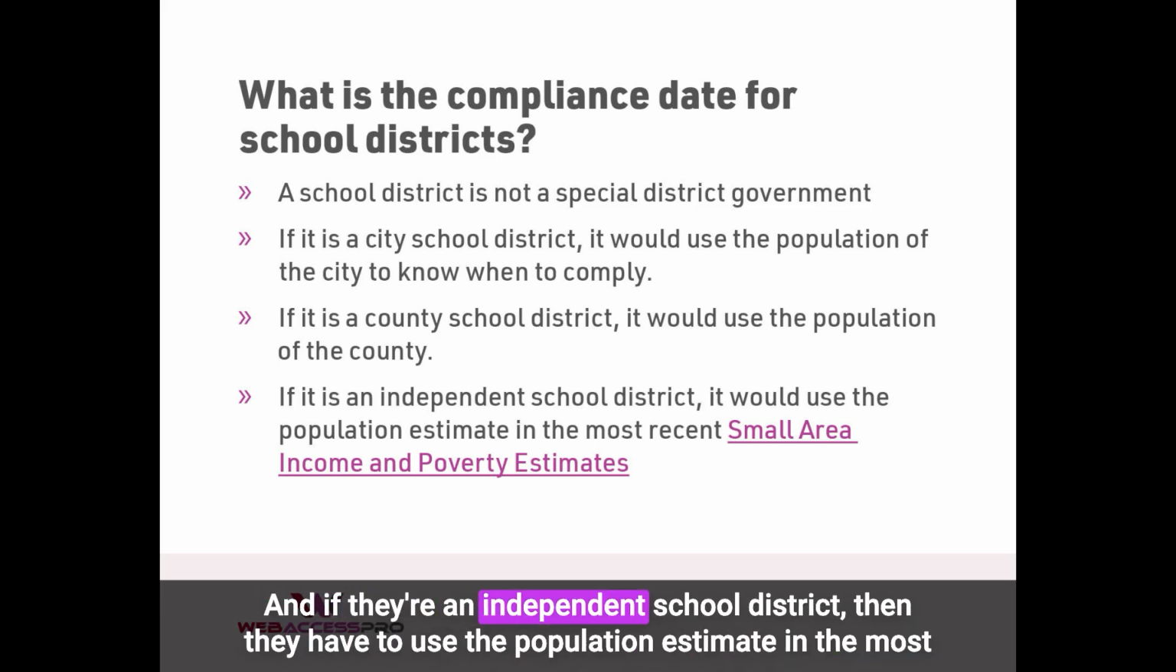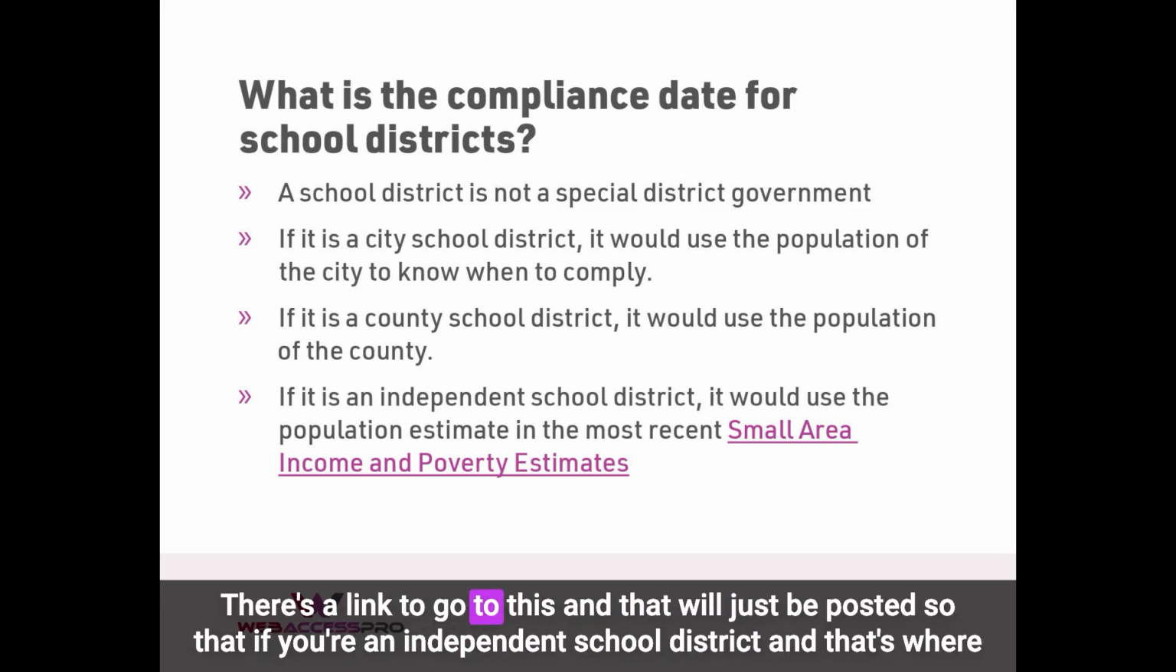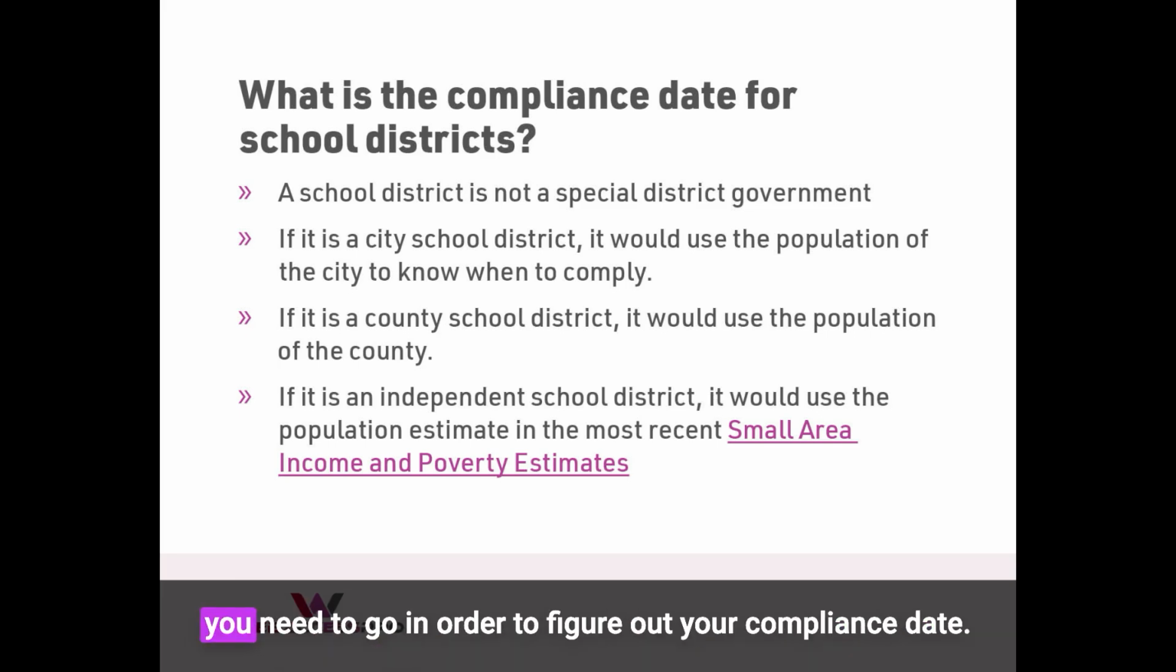And if they're an independent school district, then they have to use the population estimate in the most recent Small Area Income and Poverty Estimates. There's a link to go to this, and that will be posted. If you're an independent school district, in order to figure out your compliance date, you need to go to this particular website with that information.